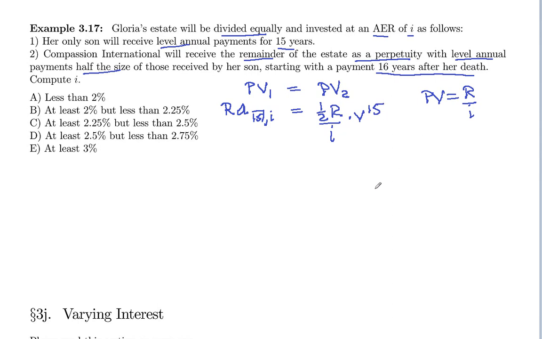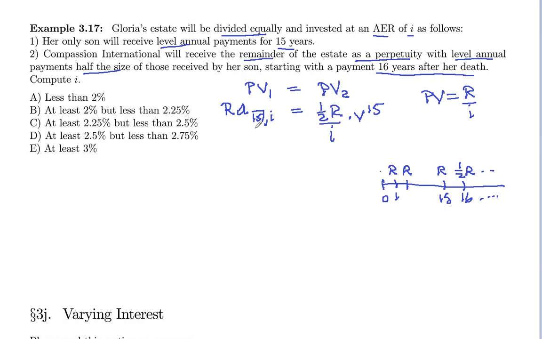Right? Because if we draw out a time diagram, we've got 0, 1, 2, up to 15, 16. So her son gets payments of R. We're going to consider this annuity immediate, so payments of R at time 1, time 2, up to time 15. And then the perpetuity starts with payments of 1/2 R, and that just keeps going indefinitely. So the inception of the perpetuity is here at time 15. Got to discount that 15 more periods.